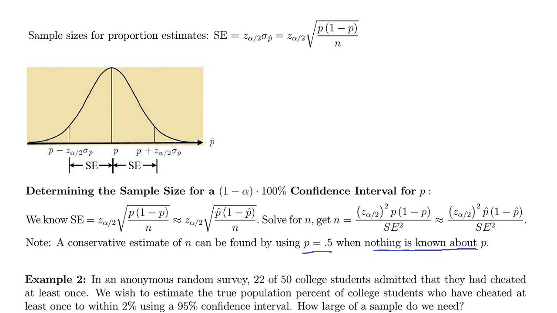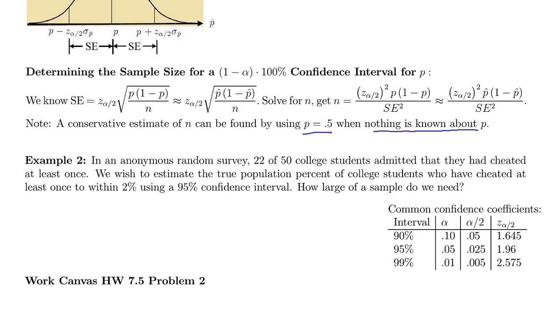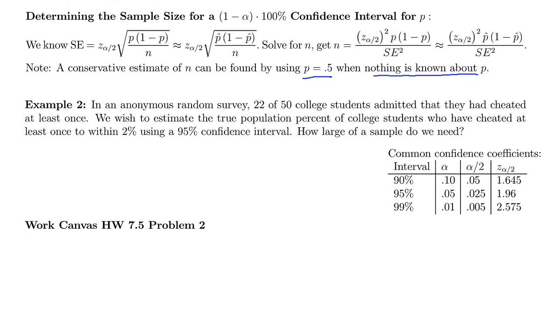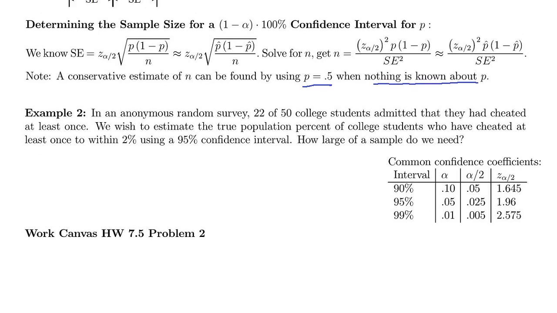So let's look at an example, put this to use here. So we have an anonymous survey, and in that survey, 22 of 50 college students admitted that they had cheated at least once. We wish to estimate the true population percent or proportion of college students who cheated at least once to within 2% using a 95% confidence interval. How large does the sample need to be?